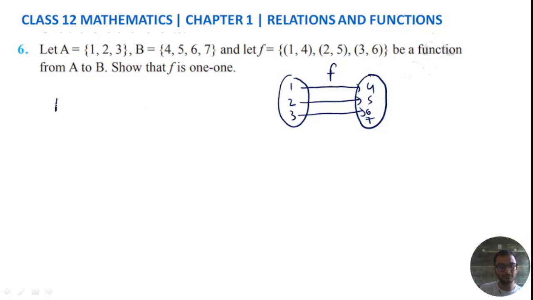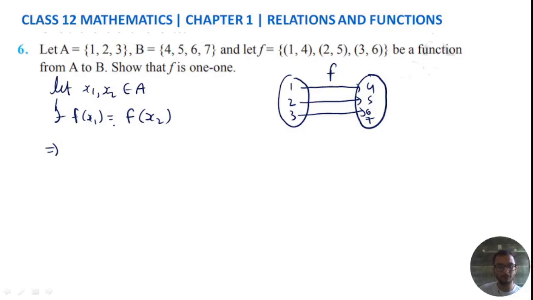So how do we show it algebraically? Suppose x1, x2 belong to the domain, that is, our domain is A. Let x1, x2 belong to A, such that, as I had shown you how to find whether a function is one-one or not, take f of x1 equals f of x2. In the range of the function, there are only 3 elements: 4, 5 and 6.